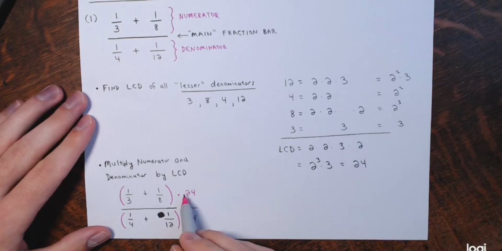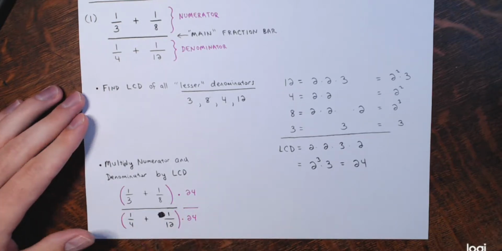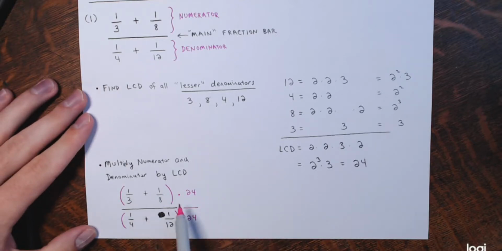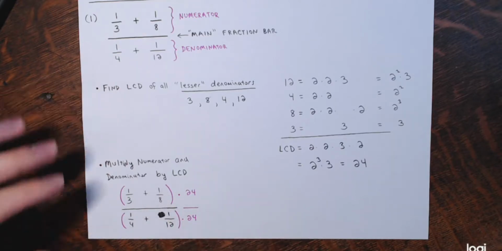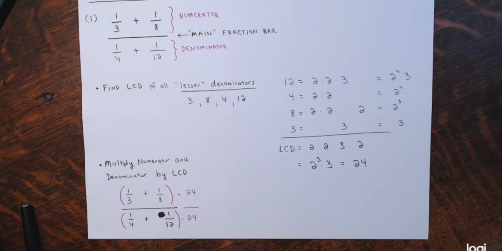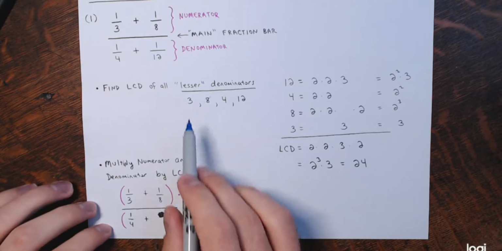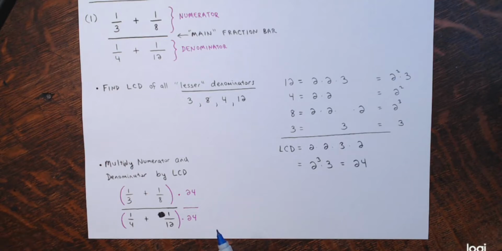Right? It's just like any other fraction. You can't multiply the numerator by 24 and not the denominator, because that'll totally change the value of the expression. What you do to the numerator, you must also multiply the denominator by. That way it's like you're multiplying by 1, 24 over 24, and multiplying by 1 doesn't change the value of the expression. Now the whole reason for multiplying by the LCD in the numerator and denominator is so all these lesser denominators cancel, go away, right?